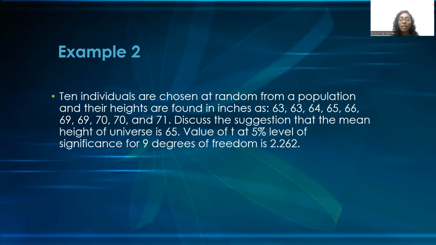Here, the question is: 10 individuals are chosen at random from a population and their heights are found in inches as 63, 63, 64, 65, 66, 69, 69, 70, 70, and 71. Discuss the suggestion that the mean height of universe is 65. Value of t at 5% level of significance for 9 degrees of freedom is 2.262.